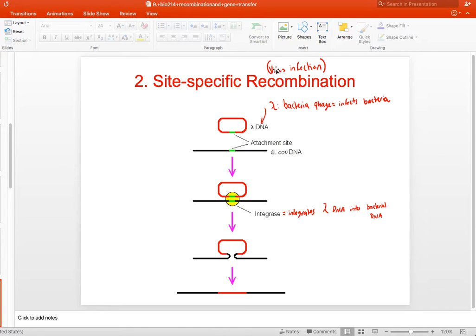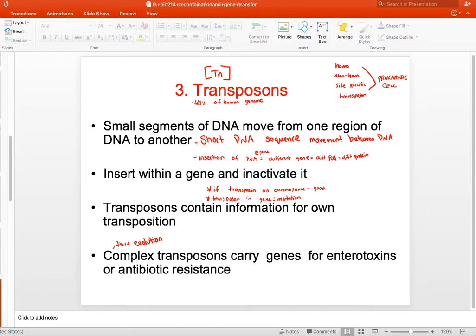Site-specific recombination involves a virus. The phage DNA finds an attachment site. There is a very small region of similarity. You have the integrase, which puts them in, and then the virus will be put into the strands.